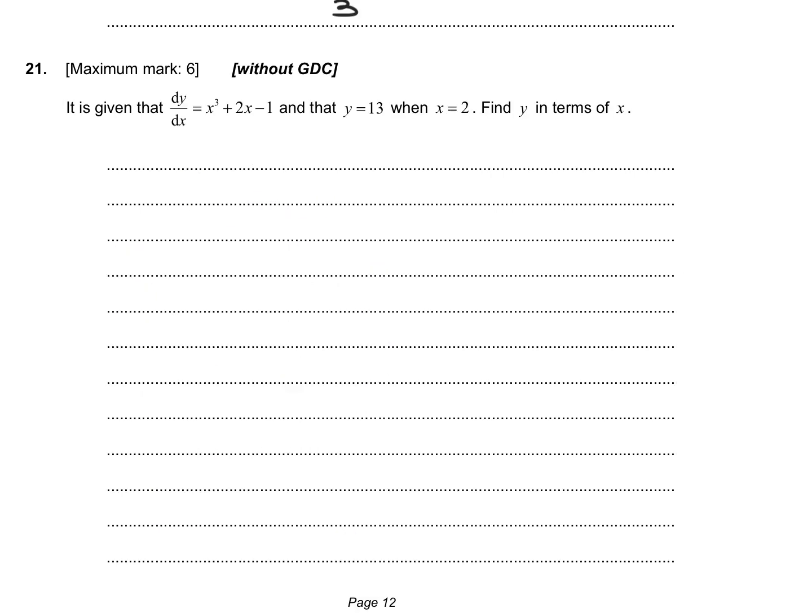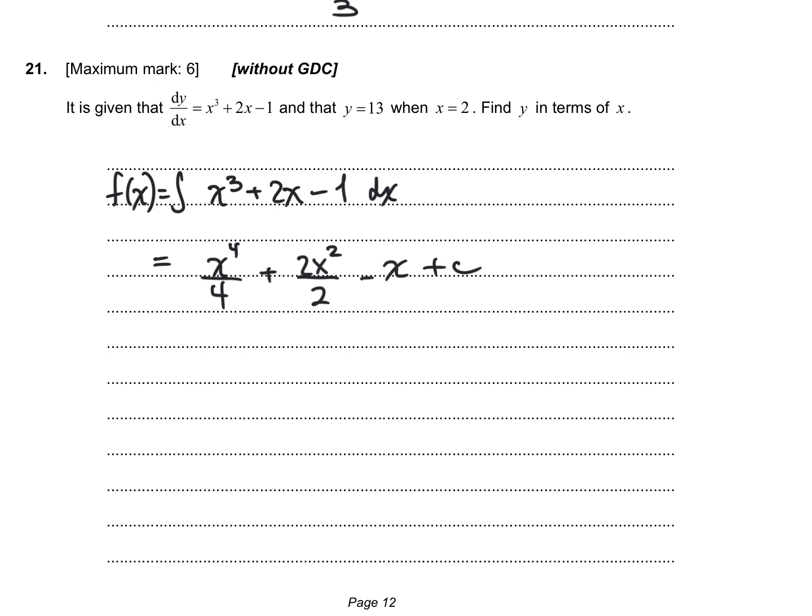All right, so we have the derivative is that, and we've got a point. We do the same thing. Integrate the derivative function to give you the original function. So we're going to have x to the 4 over 4 plus 2x squared over 2 minus x plus c.